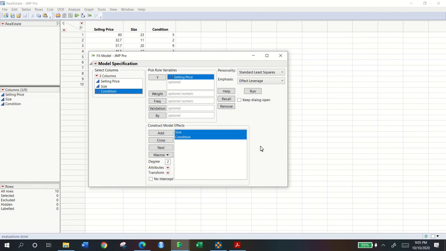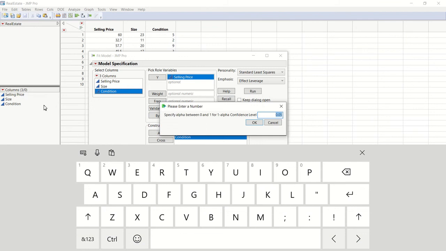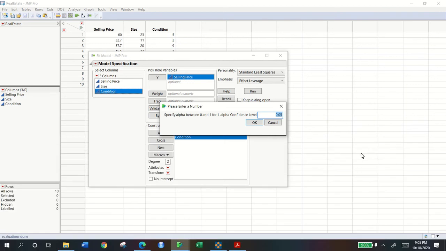In the event that you are asked to construct something other than 95% confidence, you can do that now by clicking the red triangle next to model specification. You have the option to set the alpha level. The default is at the 5% level, but we can change it if needed. Pretty much all the examples I gave you in class are at the 5% level, so we haven't really had to change it, but you definitely are able to.